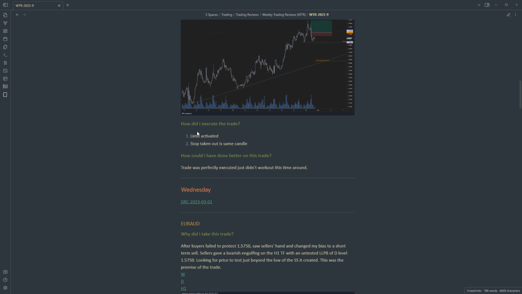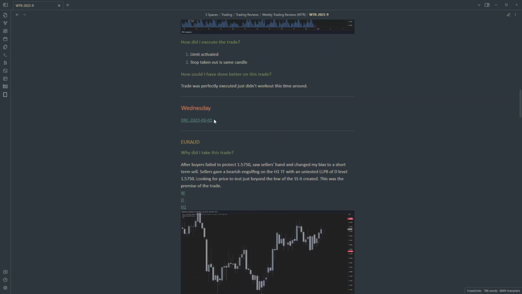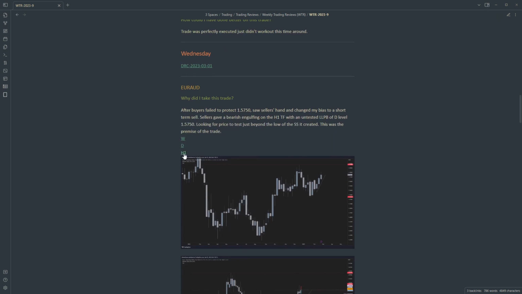Sellers took back control in this situation and I ended up losing that trade. Go to the next one. How did I execute the trade? Limit activated, then stop was taken out. How could I have done better? The trade is perfectly executed, it just didn't work out this time around. Like I said, it was a really nice setup, textbook pretty much.